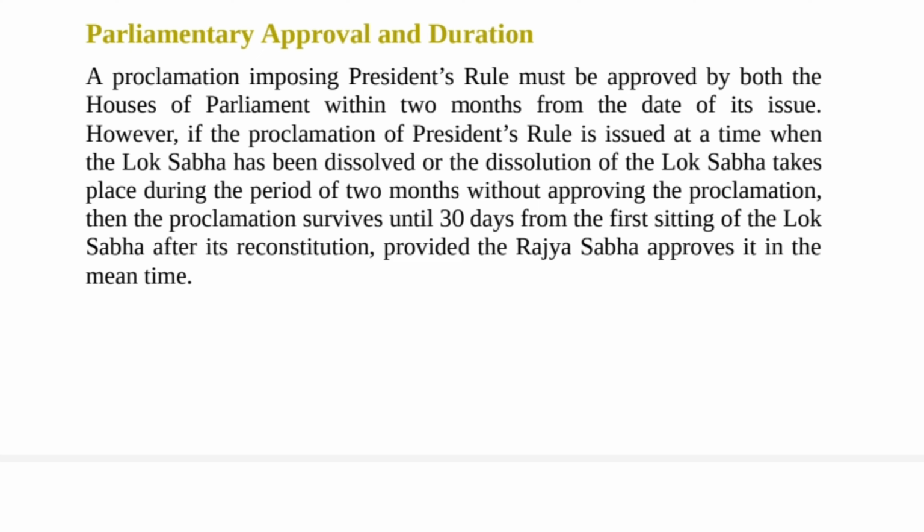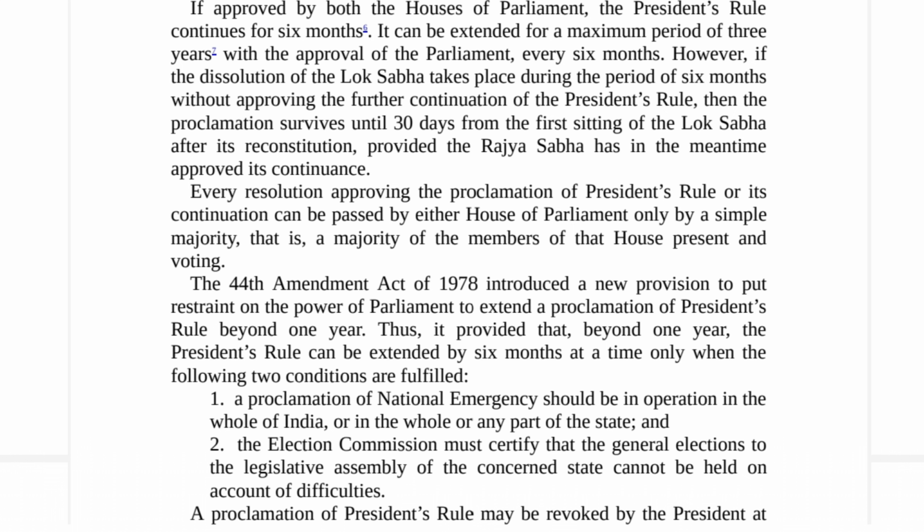Parliamentary approval and revocation. The proclamation issued by President must be approved by both houses of Parliament within 2 months. It needs to be passed by a simple majority of either house of Parliament. If passed by both houses of Parliament, the President's rule extends for 6 months with approval for every 6 months. The emergency can be extended up to a maximum of a 3-year term.